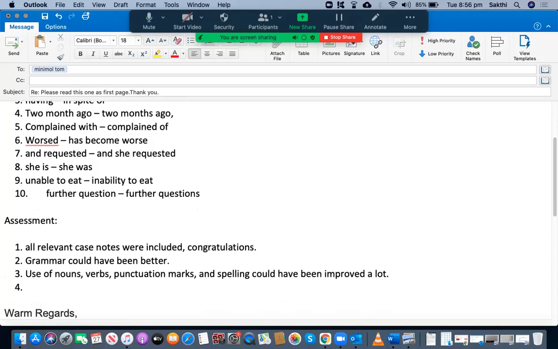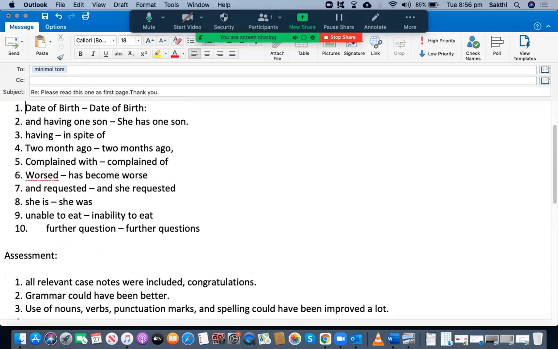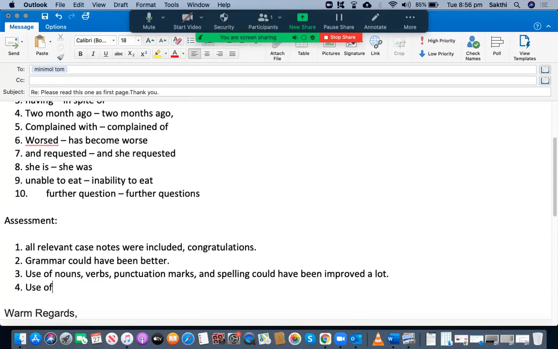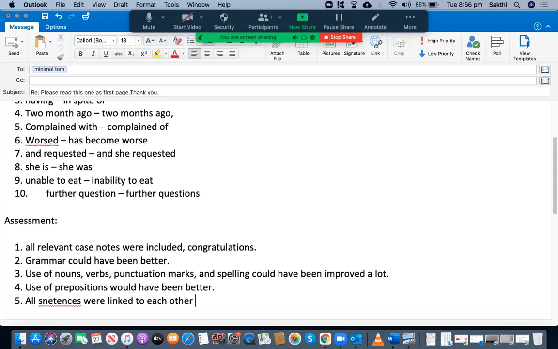Next one is use of prepositions. That is also not good, isn't it? She didn't comment. Okay, use of prepositions would have been better. All sentences were linked to each other using connecting phrases appropriately. So I'm very happy with the way that you have done this. That's all good.